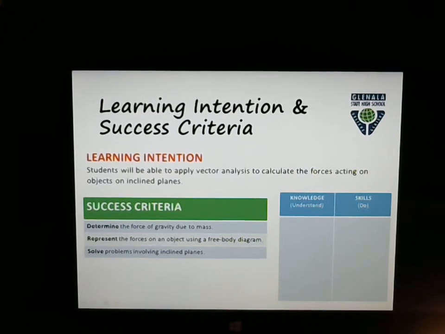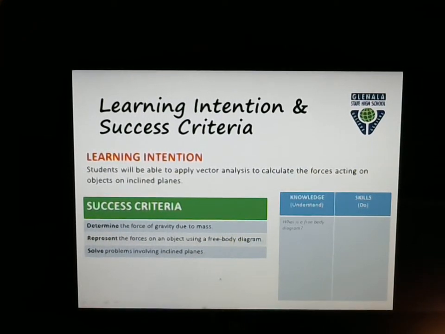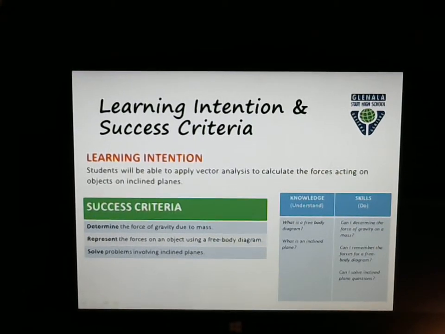Okay, now hopefully looking through here you saw a few things. One of these would be what is a free body diagram. We need to know what that is in order to be able to use this tool. And finally we need to know what is an inclined plane. If we don't know what an inclined plane even means, then how can we do any of the math about it? Secondly, in terms of skills, we need to be able to determine the force of gravity due to mass. We need to be able to represent forces for a free body diagram, so you need to know those forces. And finally, we need to be able to solve them.